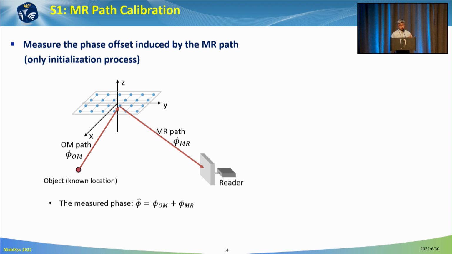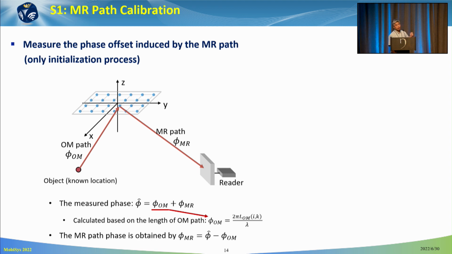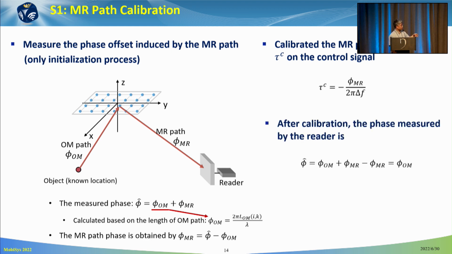So in this case, we assume the object here is known, okay? The end-to-end path, we can measure the phase. And since the object is known, the Metasurface location is known, so we can determine the phase of phi OM, right? And the end-to-end phase phi hat is also known, so we can easily determine the phase of phi MR. And then we convert this phase to the delay value of the element, and we take the opposite value of this delay value. And finally, from end to end, we don't have the phase impact from the MR path.